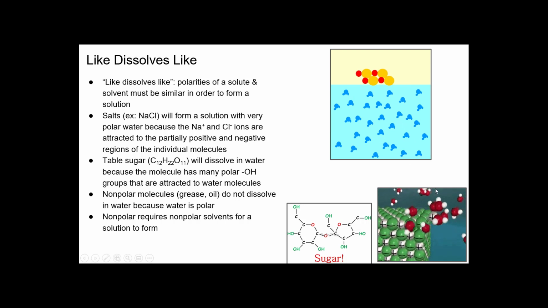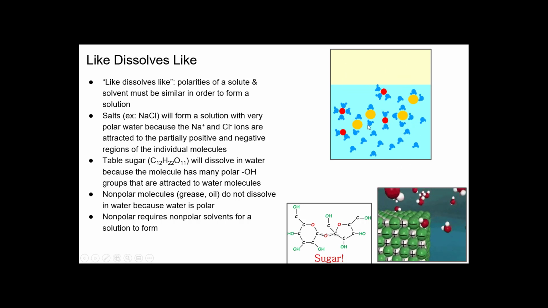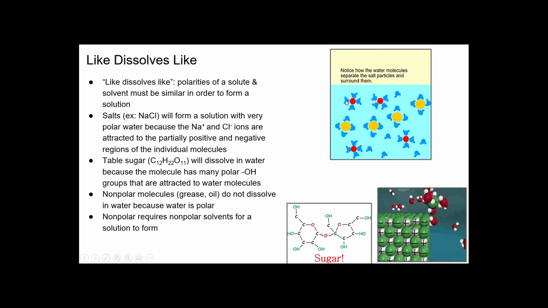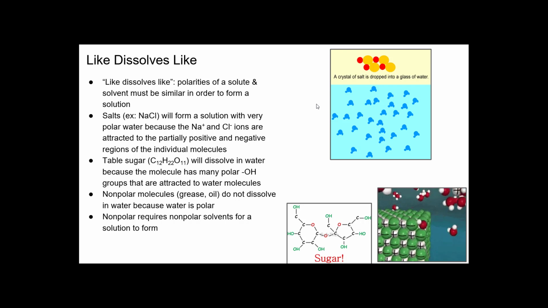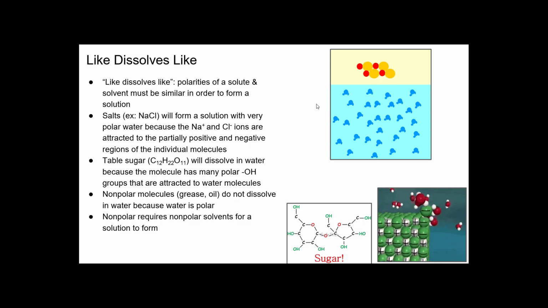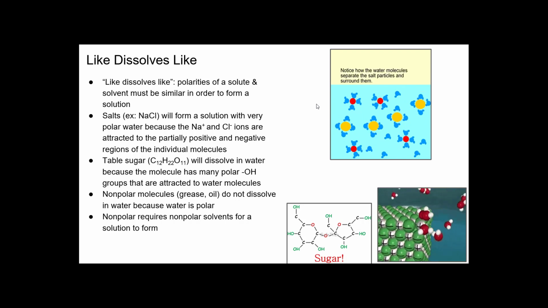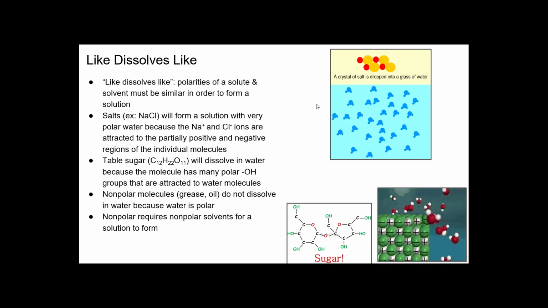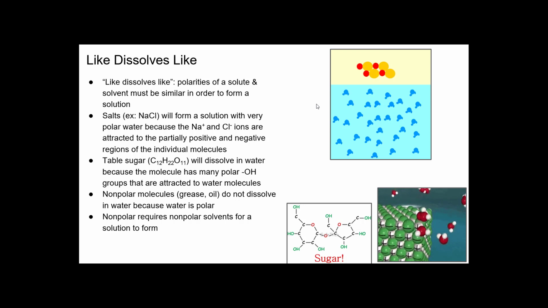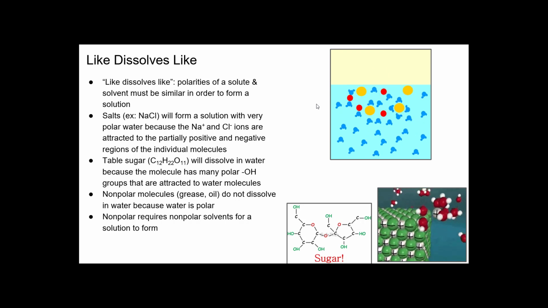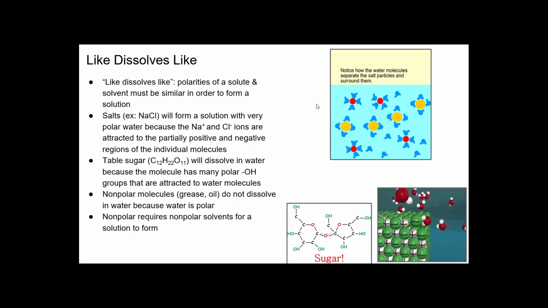I found some nice little animations here. You can see what happens when a salt particle, an ionic particle, goes into something like water. The ions will be pulled apart and the water will surround these ions completely, and that will prevent the ions from coming together, because there's still an attraction of the opposite charges, but the water is stronger in holding them apart. They call this hydration, where the water completely surrounds the ions and prevents them from coming together.